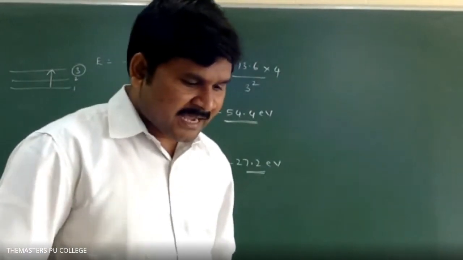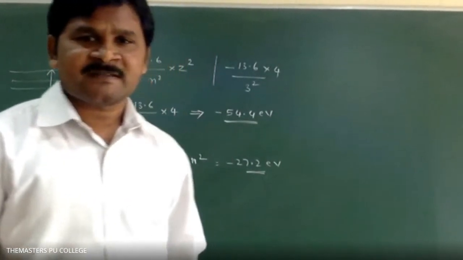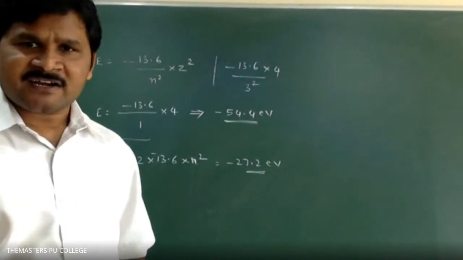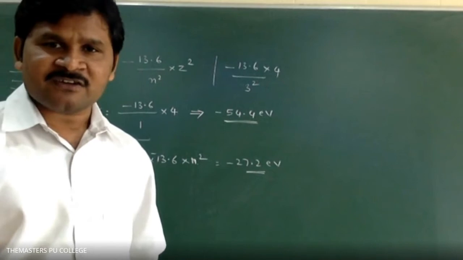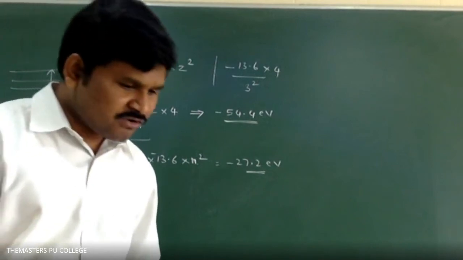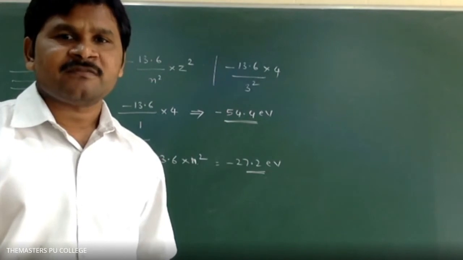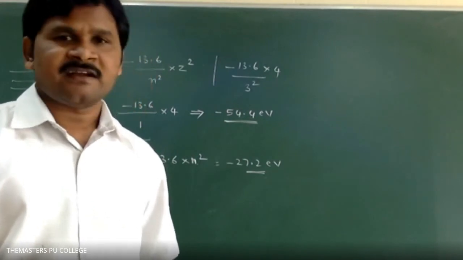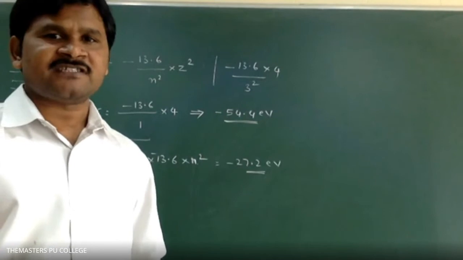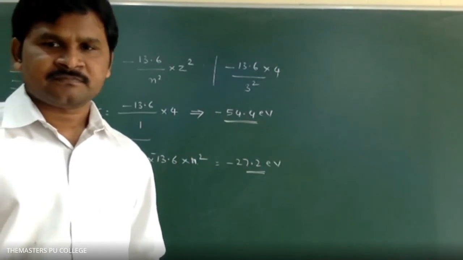Next, the ionization energy of He plus. The ionization energy formula I already told you, but I told it in electron volts. If you want it in joules, what do we have to do? Minus 2.18 into 10 power minus 18 divided by n square into z square. Minus 2.18 into 10 power minus 18.